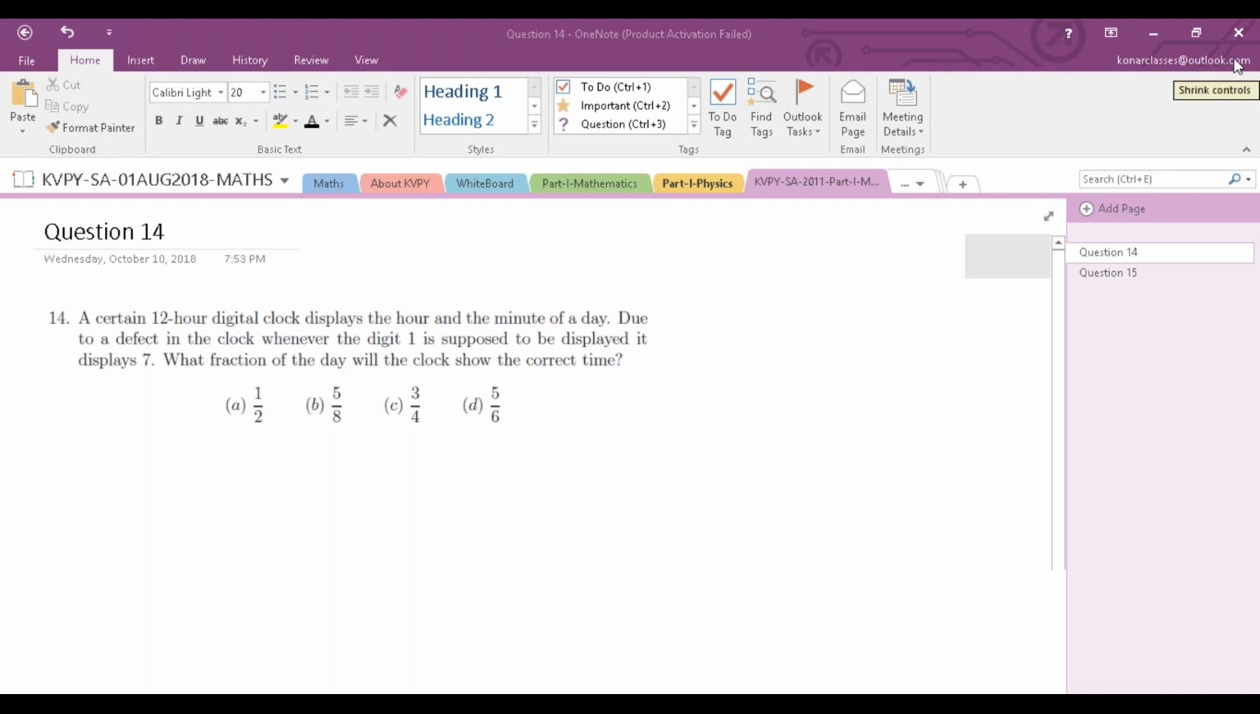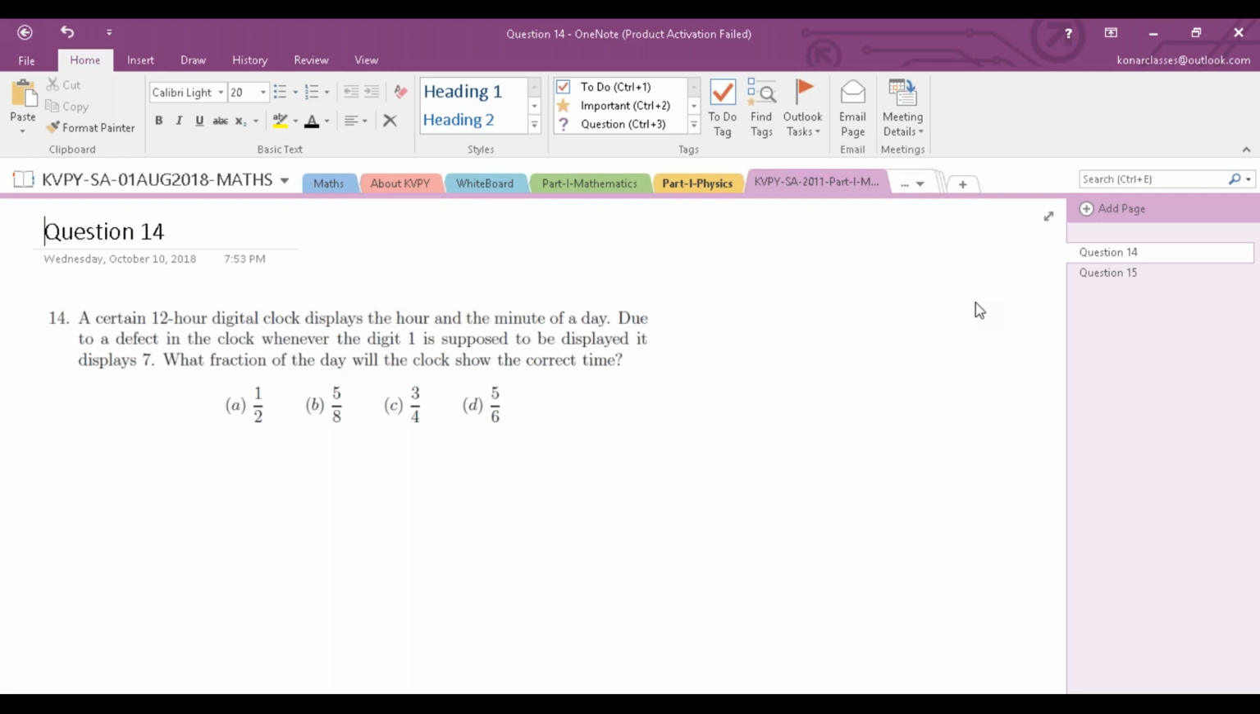So you remember that I gave hints to question number 14 of part 1 KVPY SA 2011. That is the mathematics question. The question is, a certain 12-hour digital clock displays the hour and the minute of a day. Due to a defect in the clock, whenever the digit 1 is supposed to be displayed, it displays 7. What fraction of the day will the clock show the correct time?